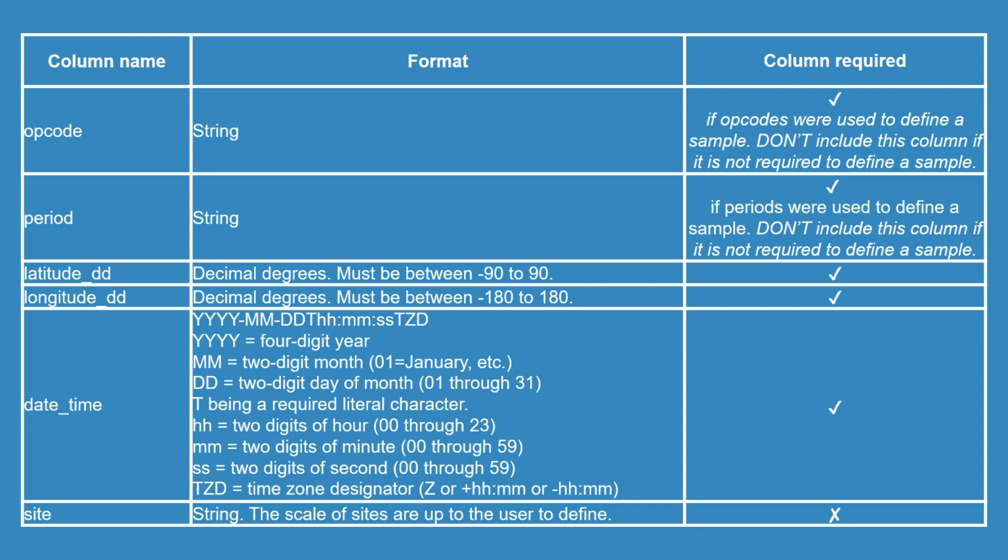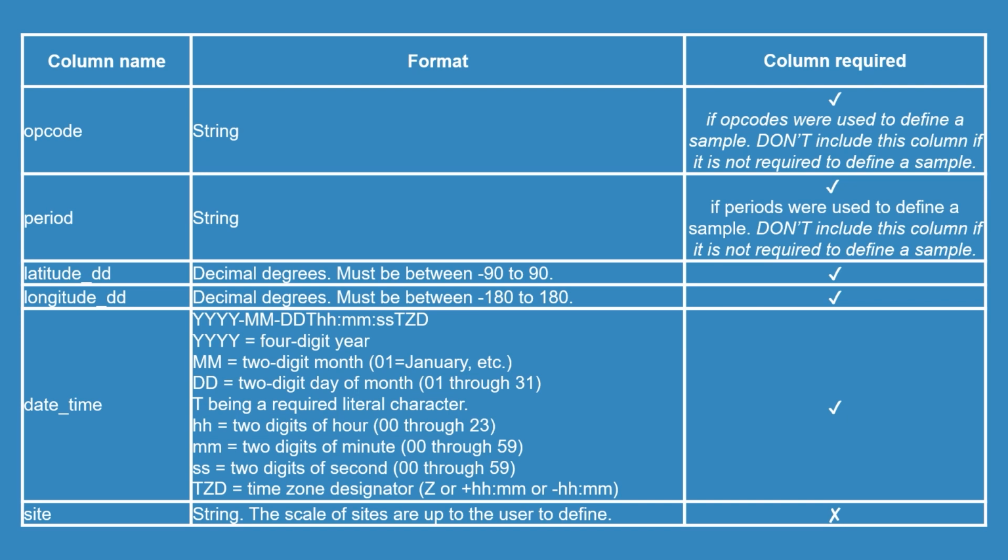If you've done a stereo DOV or a stereo BRUV and you've used opcode and period to define your sample, such as transect, then you need to include opcode and period in your sample metadata. If you've used a drop camera as your sampling method and you have multiple samples within an EMObs and you've used period to define your sample, then you only need to include period in your sample metadata.